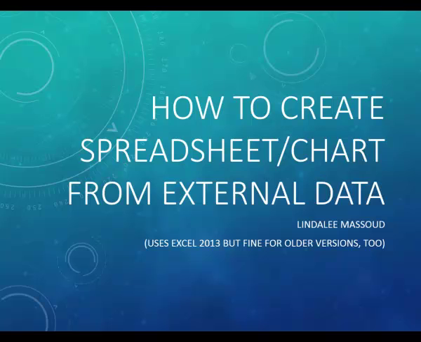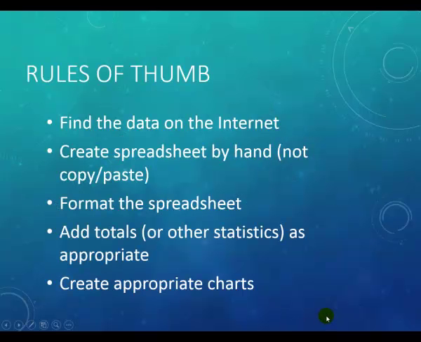For this video, let's investigate how we can take information that we found at another source for our research paper, for example, and create our own spreadsheet and chart from it. First, we would find the data on the internet, in a magazine, and you'll probably have to create the spreadsheet by hand rather than copy and paste. That's okay. Format the spreadsheet, and then we'll add totals or whatever other statistics as appropriate and create a chart. Let's go do that.